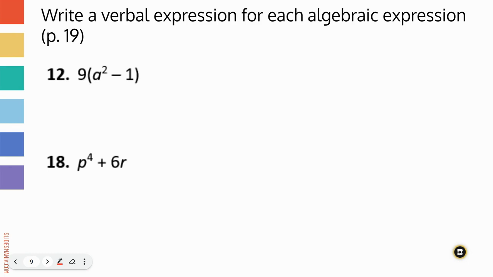Okay, here are our next examples. Write a verbal expression for each algebraic expression. So this is on page 19, and we're going to do numbers 12 and 18. So starting with number 12. So we're starting off with 9. And then times. So 9 times. Now anytime you see parentheses, we want to use the word quantity because that means parentheses. So 9 times the quantity.